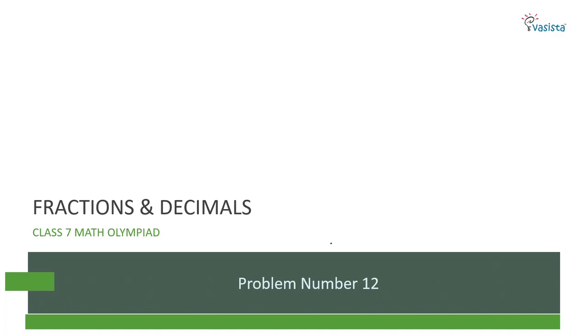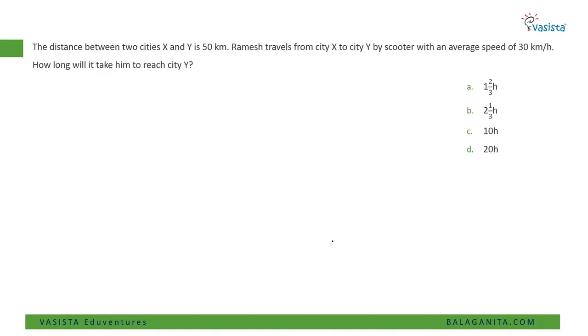Go with the 12th problem here. The distance between two cities, X and Y, is 50 kilometers. Ramesh travels from city X to city Y by scooter with an average speed of 30 kilometers per hour. How long will it take him to reach city Y?